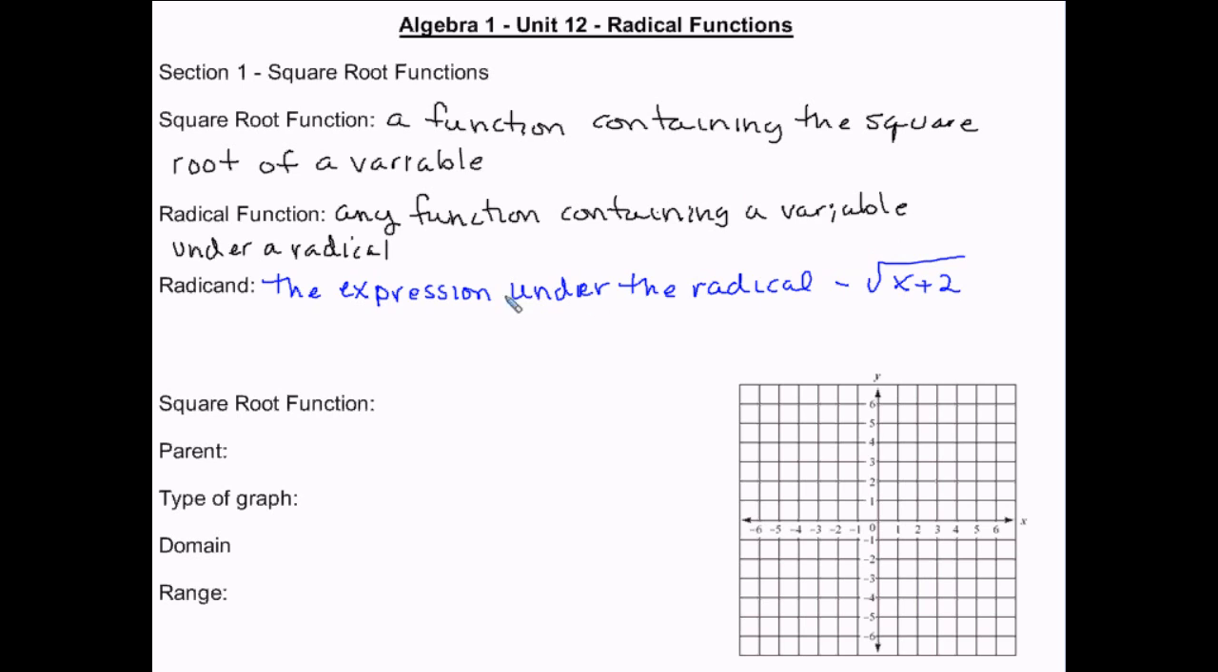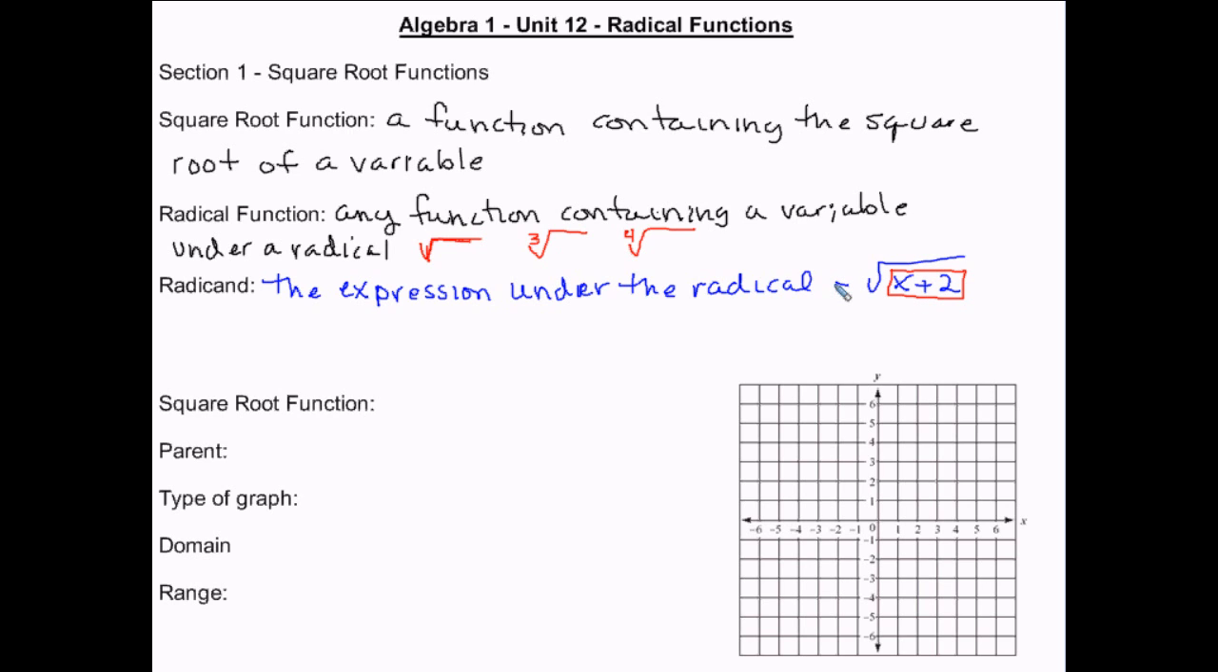So if you remember, a radical is the square root sign, but it's not only just for square roots. We can have cube roots, fourth roots, etc. And if you have those in your function and there's a variable underneath them, it's a radical function. So the square root function is a type of radical function. The radicand is the expression underneath the radical. So this would be a radicand.